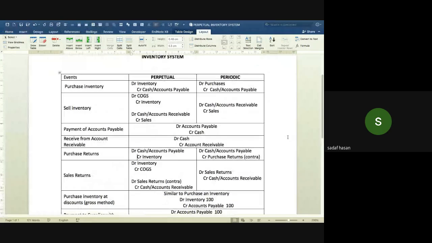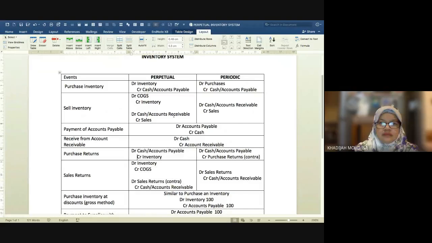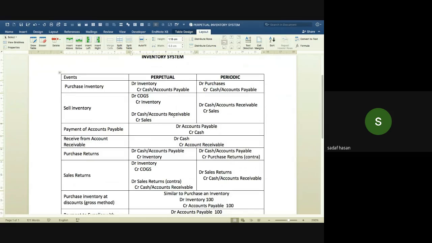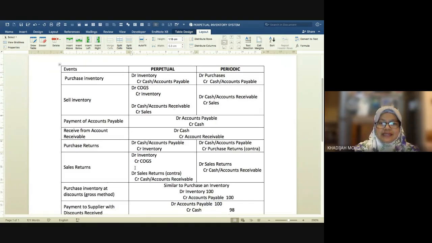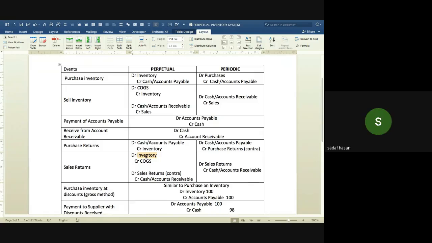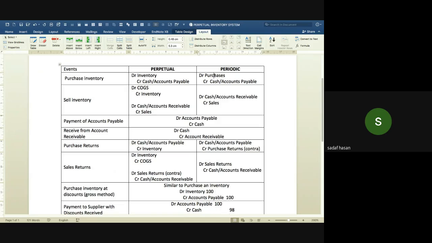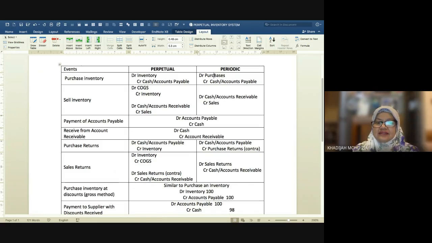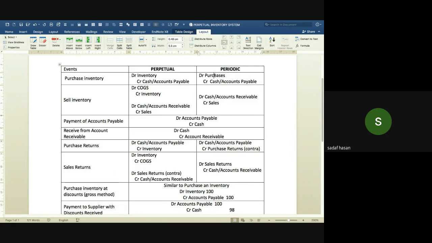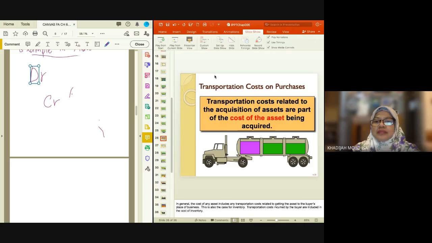so is it because in the Perpetual side we don't have any purchases? Like if you see the first, no, you don't have a purchase account. That's why in purchase returns it is directly inventory. You only have purchases and purchase returns under periodic. Else it's inventory when it's perpetual. So this one is clear. Whenever you purchase, the transportation cost is embedded into the cost of the asset.